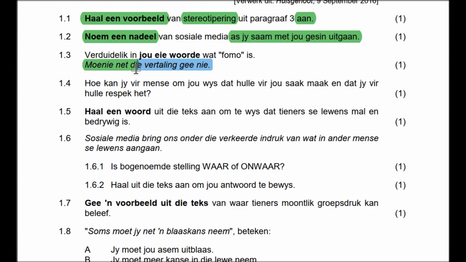Okay, so this is very important because it says that you have to explain in your own words what FOMO is, and you are not allowed to translate. Okay, so when I think about FOMO, the fear of missing out, in Afrikaans it would be something like die vrees om uit te mis op iets, die vrees om uitgelaat te voel, die vrees om nie by alles betrokke te wees nie. You can say it in so many various ways. So that you are going to use as your answer there.